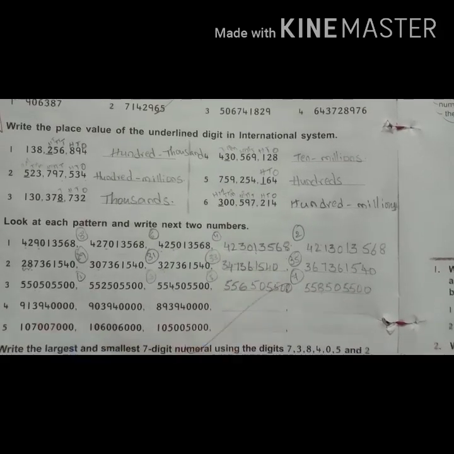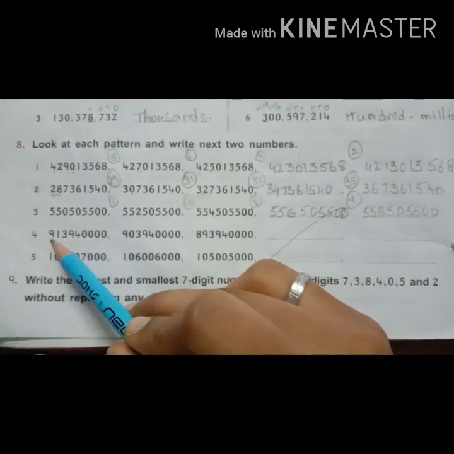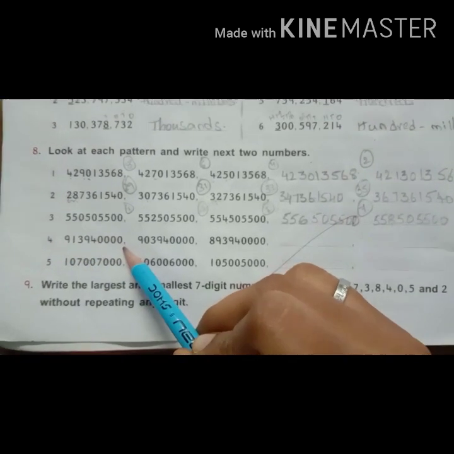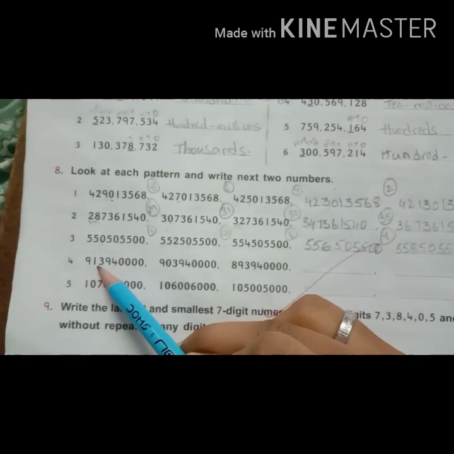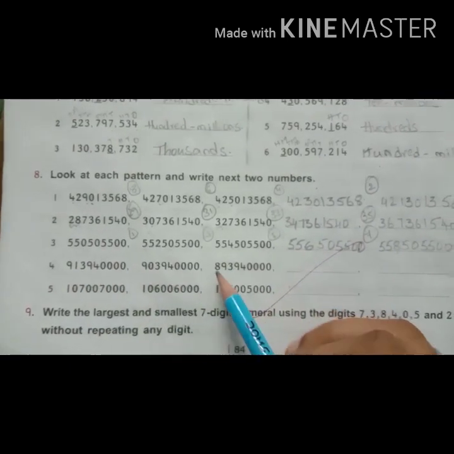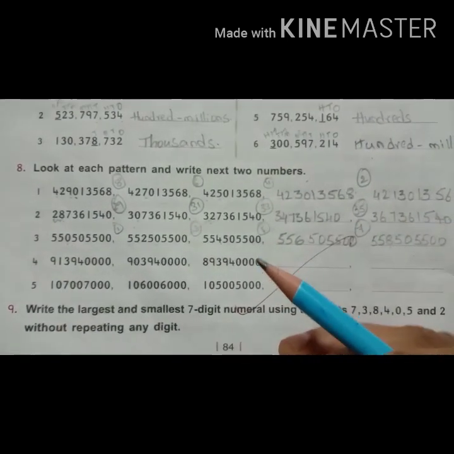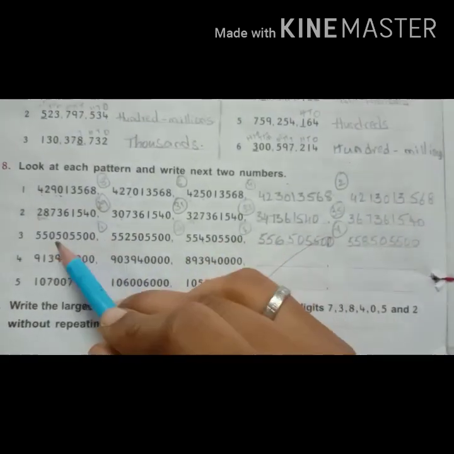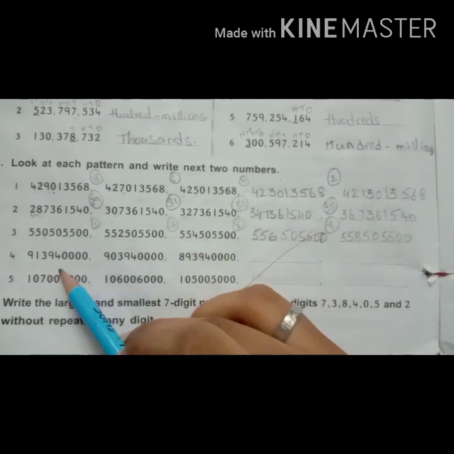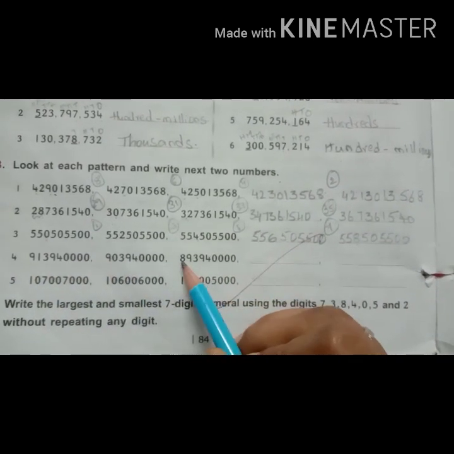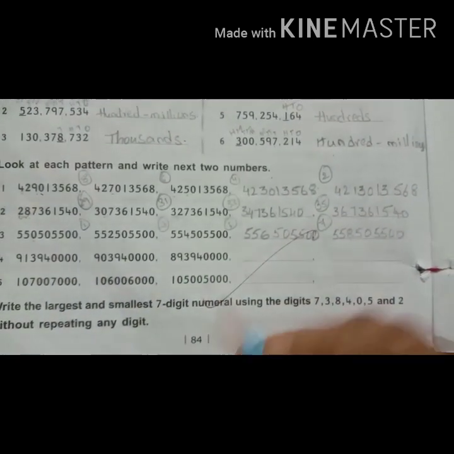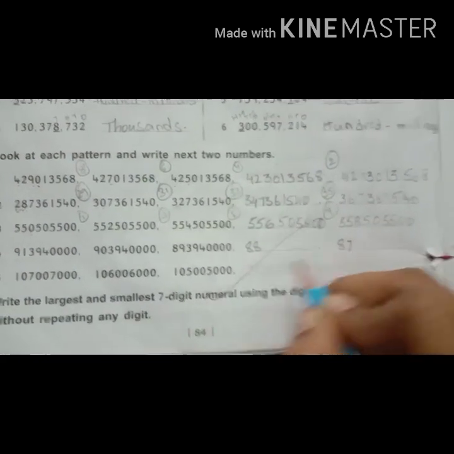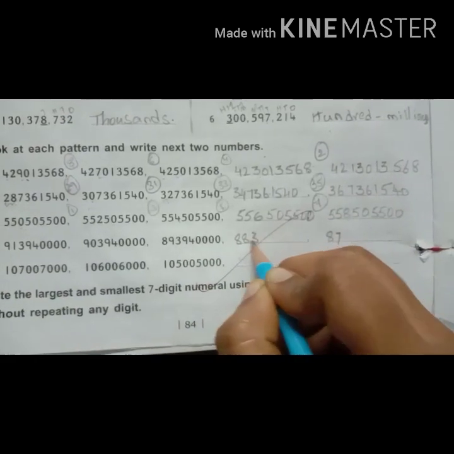Next, see the next one. See the next number, 91, 39, 400, 00. This is the number. Here next, what is the pattern? 91 is there here, here 90, here 89. Down numbers. Up numbers are there like 0, 1, 2, 3. Here down: 91, 90, 89. 89 down number what? 88. 88 down number what? 87. The remaining numbers are all the same.